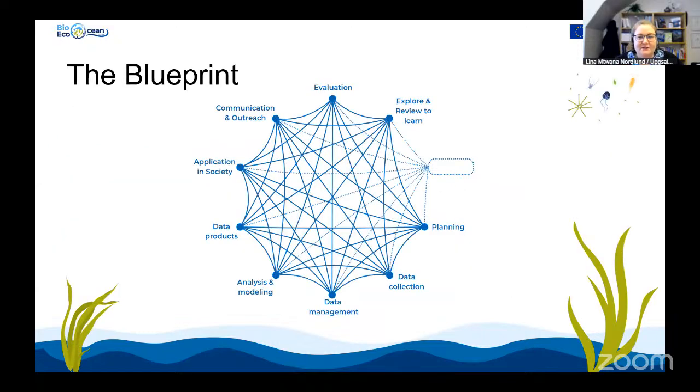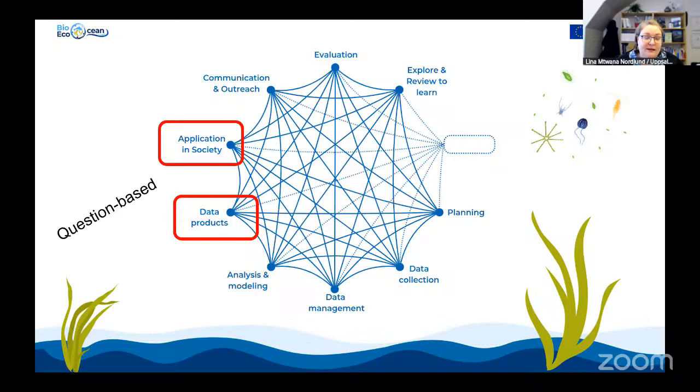Coming back to the blueprint, how is that related to the essential ocean variables and to the work that we are discussing today? So the blueprint consists of a lot of different components. And if we look, for example, at the application and society and data products, these two are very closely linked, right? Are we creating the right products? Are the products actually meeting the needs of researchers, of managers, of policymakers? Do the data products have enough accuracy or resolution for being usable? So these are the question-driven things that will appear in the blueprint.